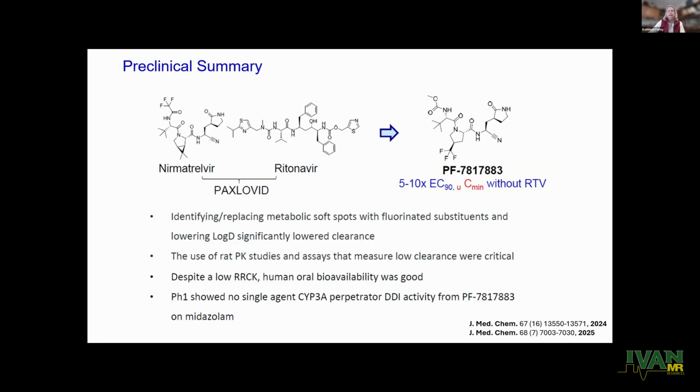So this last slide just summarizes now our first generation compound that is marketed as Paxlovid and our second generation compound that now we do not have to dose with ritonavir. It does have a lower RRCK, but the human bioavailability was good, and we think that's mostly because of this rotation now around that amide bond.